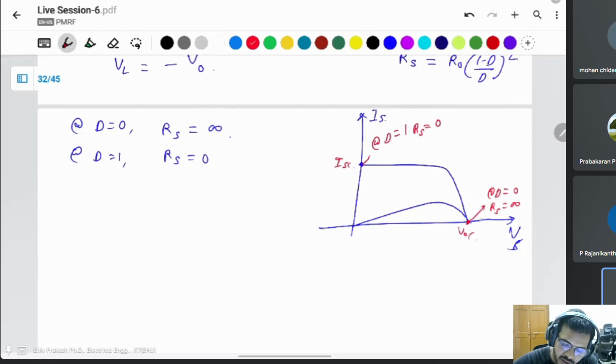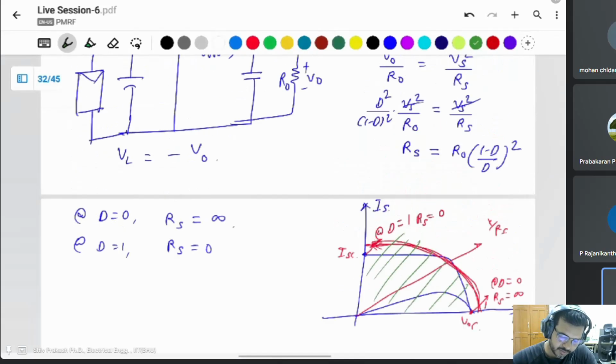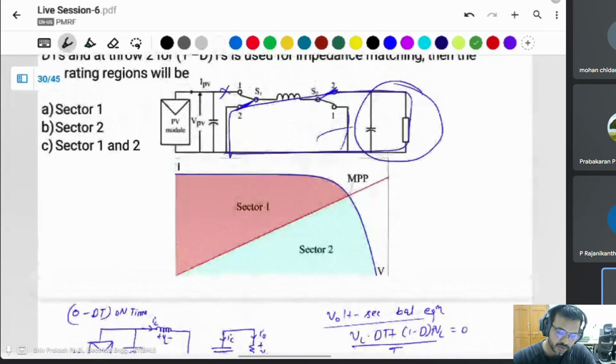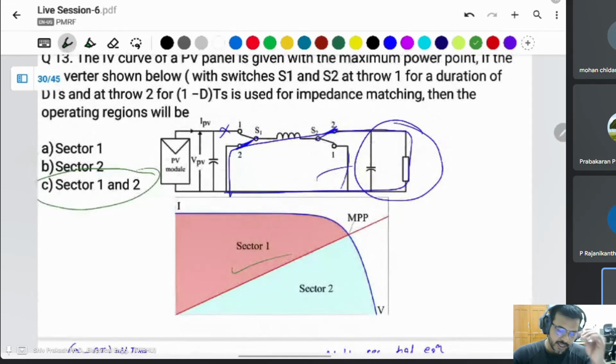It means this will be the whole area. This one is the load line. We take the whole area as the operating zone for this converter. We also know a buck-boost converter covers the whole area for the Pmax calculation. It means sectors 1 and 2 are both the operating area.